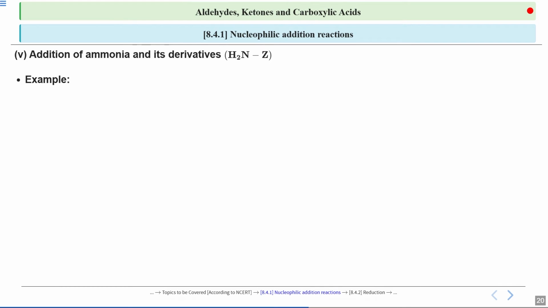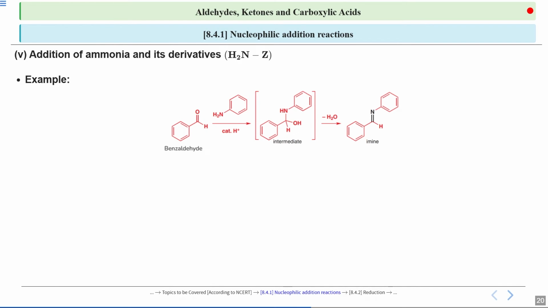Now we will see an example. Here you see benzaldehyde, which is an aldehyde, and it reacts with ammonia or a derivative in the presence of an acid. You get an intermediate, which is the hemiaminal intermediate. Further, there is loss of water. It undergoes dehydration and forms a stable imine, which has C double bond N over here.